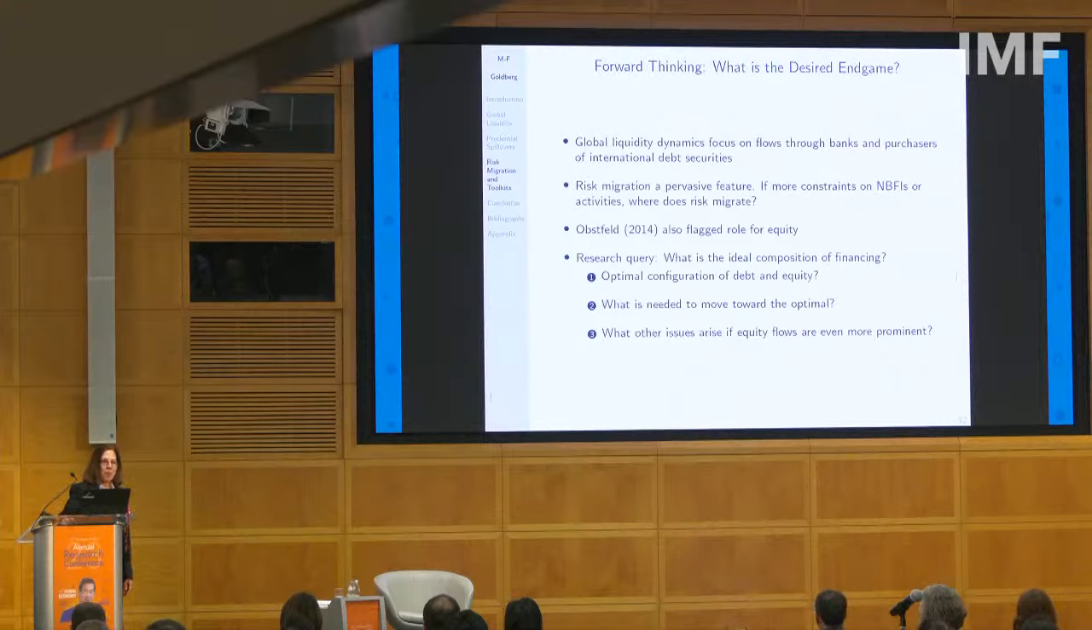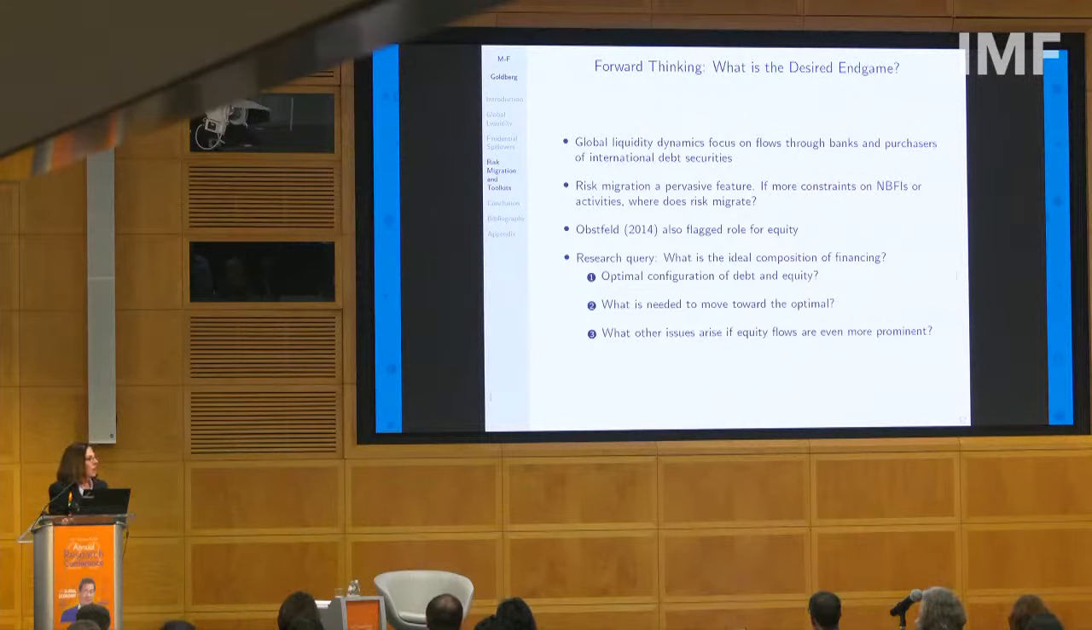Okay, last point is another forward-thinking point, because we are actually at a conference that has as its second theme forward-thinking. So here, what is the desired endgame? Global liquidity dynamics focus on flows through banks and by purchasers of international debt securities. I've argued that risk migration is a pervasive feature. If more constraints are placed on NBFIs or activities, where does the risk then migrate?